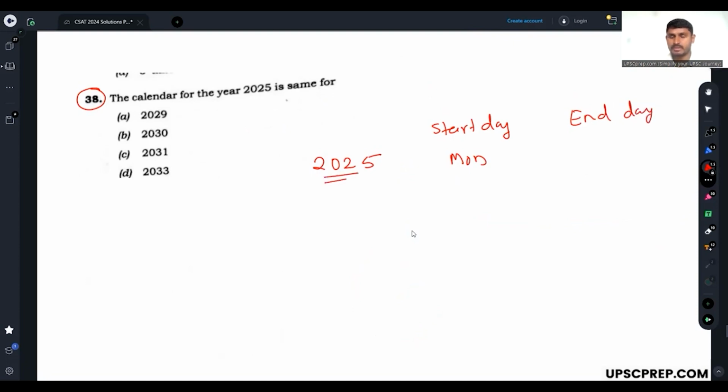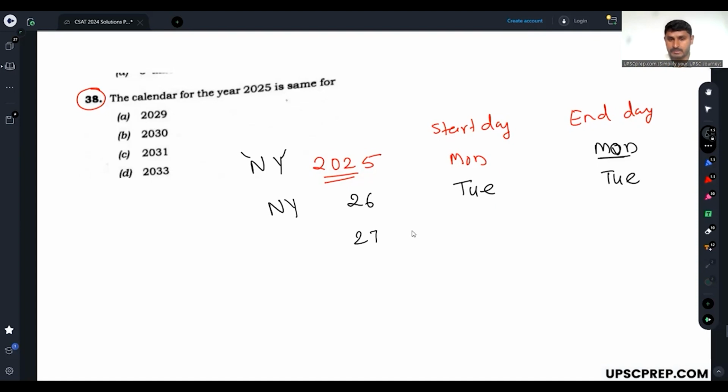As this is a normal year, it will end on the same day. A normal year means it is not a leap year, it has just 365 days. So this year will end on Monday. Then year 26 will start on Tuesday and again end on Tuesday, because again it is a normal year. 27 is also a normal year, so it will start on Wednesday and end on Wednesday.